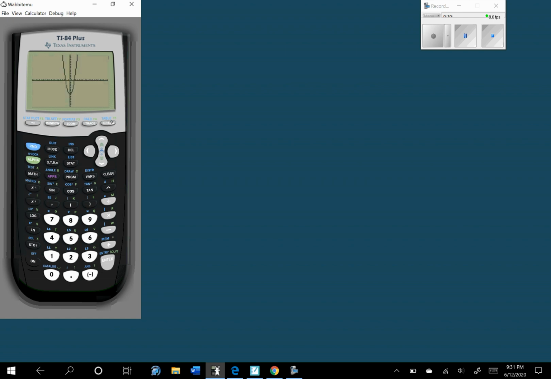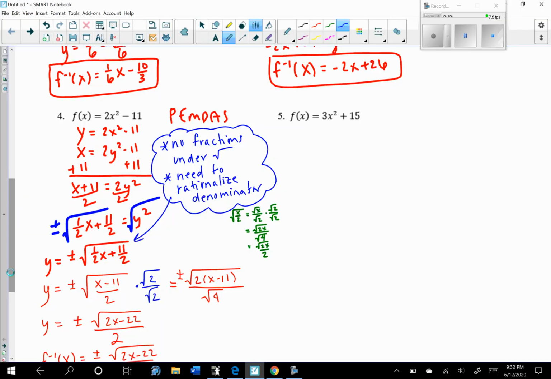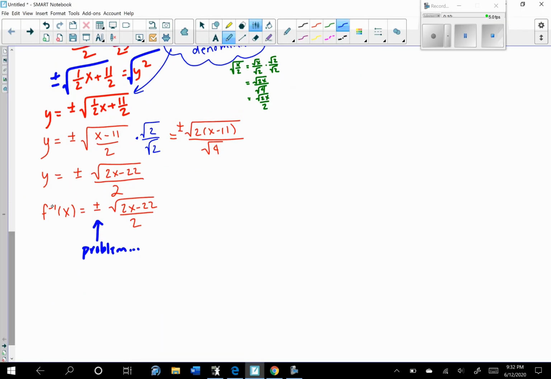And if I hit graph, now you can even visually see that the inverse is not a function because that doesn't pass the vertical line test. So what does that mean? That means that technically we should not use the inverse notation. And so we would just leave our answers with the y equals at this point. And later, we're going to talk about restricting the domain, but not right now. And so that will help us take care of the problem.